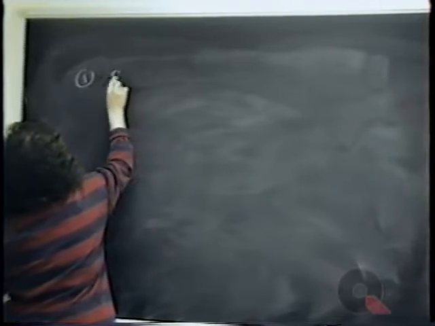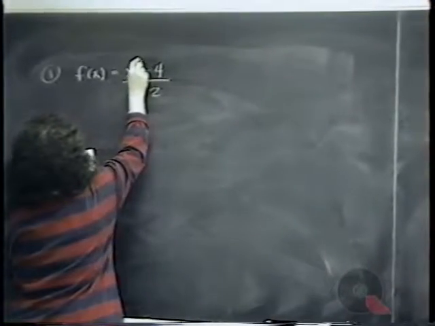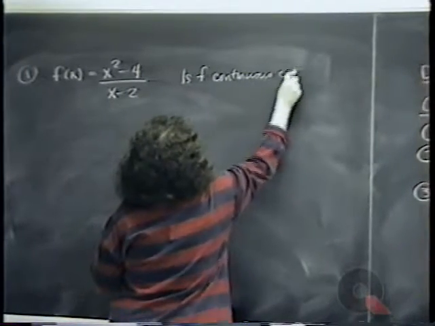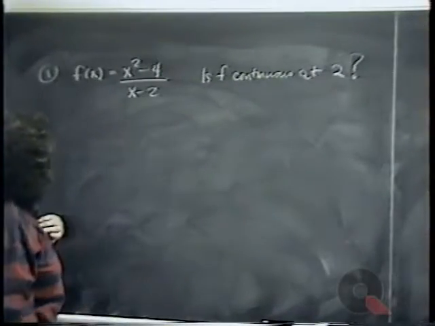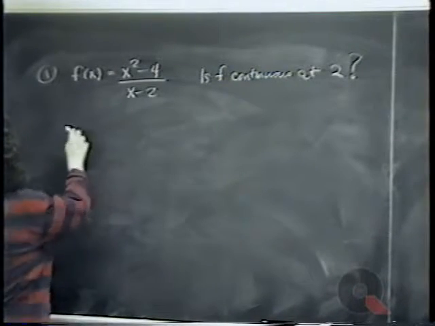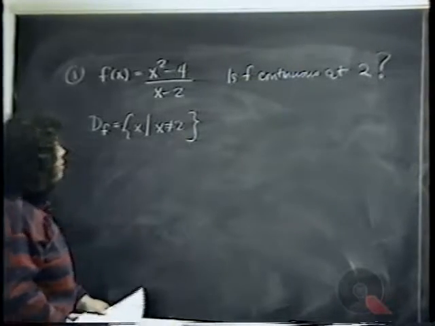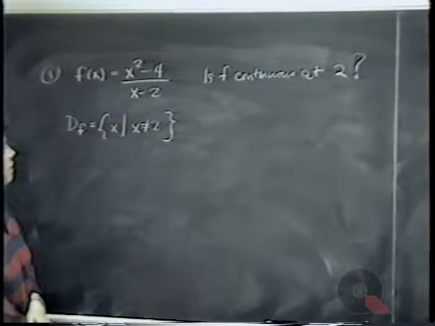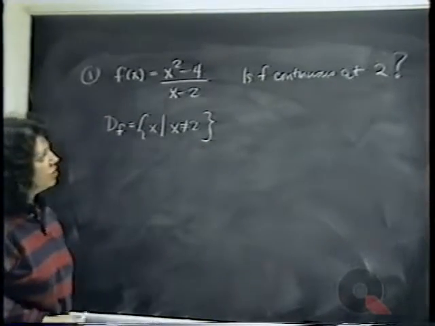Okay, let's start by looking at the first example. The function f of x is x squared minus 4 over x minus 2. And the question is, is f continuous at the number 2? Okay, here we have a function. Now, what is the domain of this function? The domain of this function is all x, but not 2. Okay? We're worrying about division by 0 or, say, square roots of negative numbers. Here we only have to worry about division by 0. And we see that if x is equal to 2, we would have division by 0. So the domain of f would be all x values, but not 2.